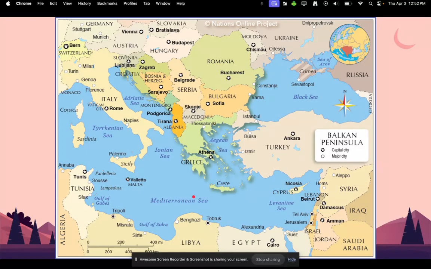So here is a zoomed in map of what the Balkans look like today. So these are modern day borders. So you can see here that it includes a bunch of little countries, including Greece, Romania, Serbia. We'll talk about Serbia a lot.